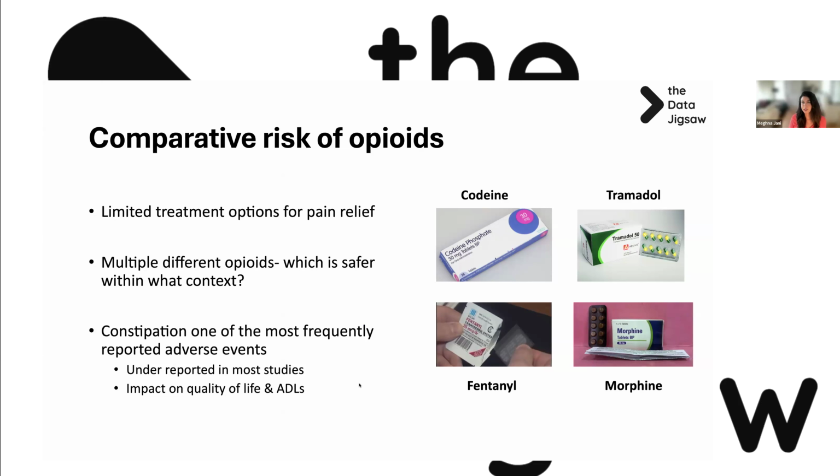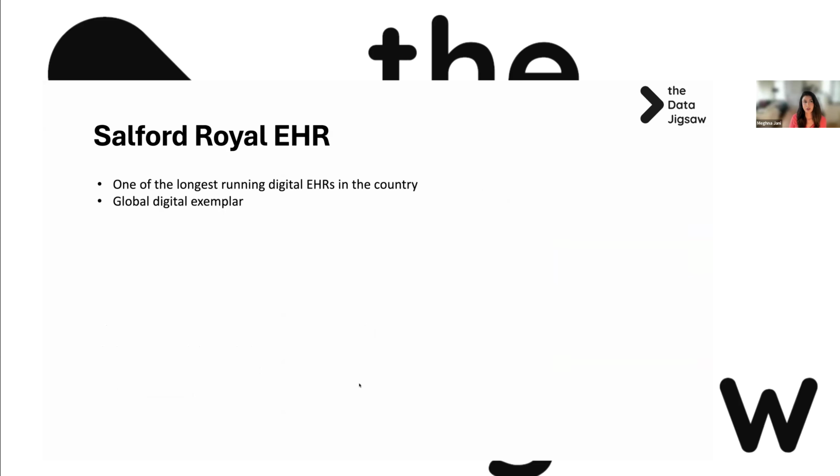And we know from our own experience as healthcare professionals that constipation is perhaps one of the most frequently reported adverse events to opioids. However, it tends to be underreported in most studies because often the coding tends to be inconsistent. And it also has a major impact on the quality of life and activities of daily living in people who are affected by this. So to address this question, we use data from Salford Electronic Health Records, which is one of the longest running digital electronic health record systems in the country. It was also previously a global digital exemplar.